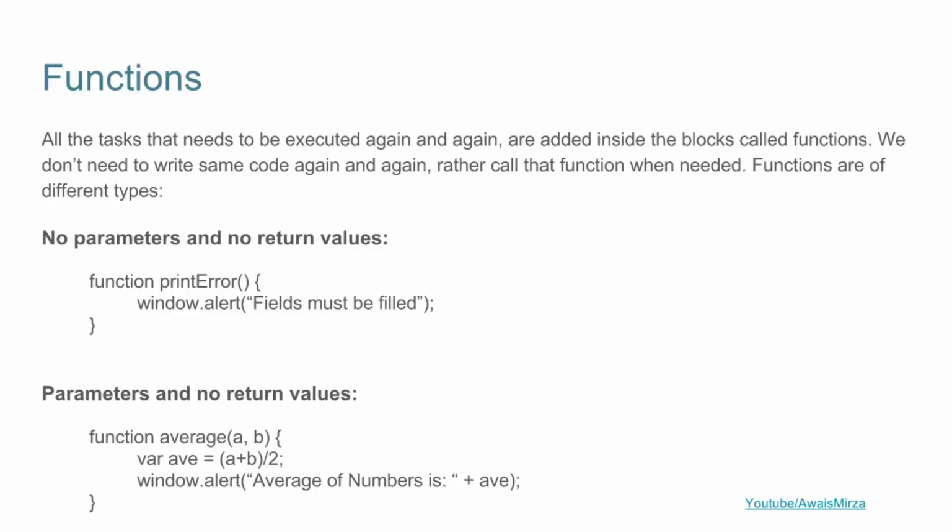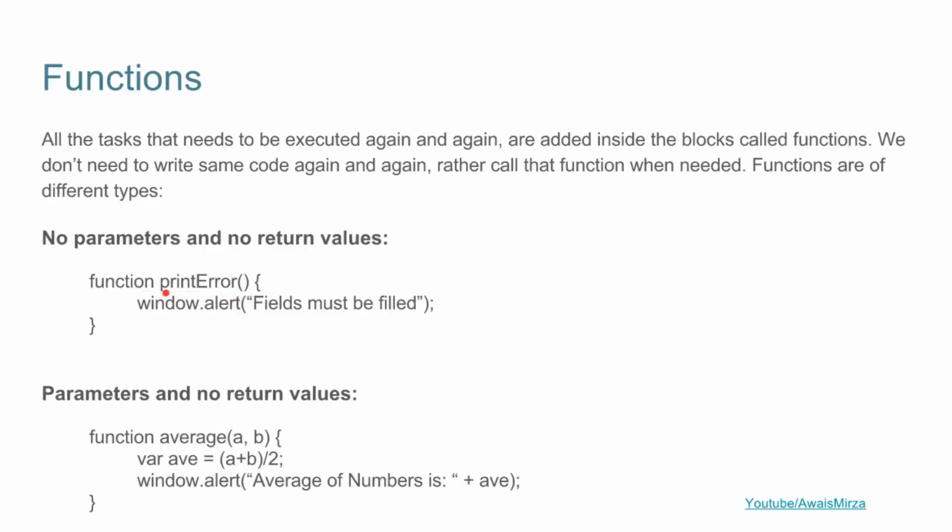I'm going to talk about the three types of functions and give you an example in JavaScript of how the function works. There are different ways to define functions in different languages, but the purpose of a function is the same in all languages. So the first one is without parameter and no return value.